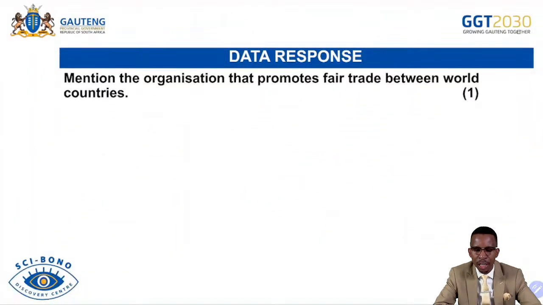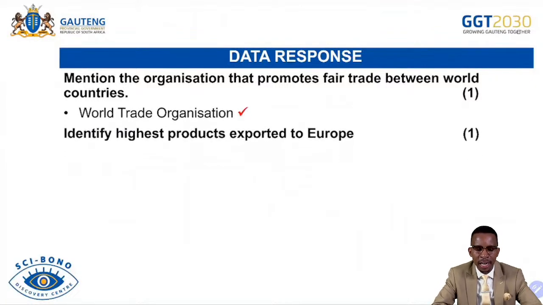Mention the organization that promotes fair trade between world countries. It is not in there, so it is very important for you to keep this information in your mind because it's a part of the lower order. So in this case, we talk about the World Trade Organization, WTO. Identify the highest product exported to Europe. Then we talk about vehicles, aircraft, and vessels.